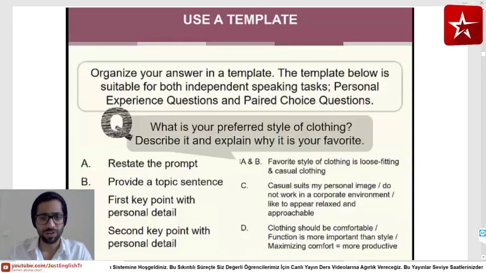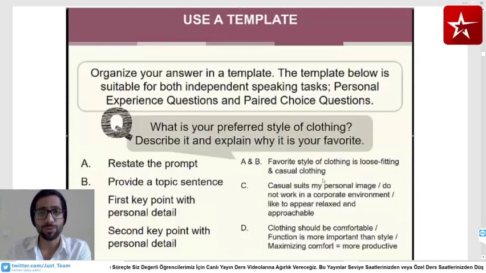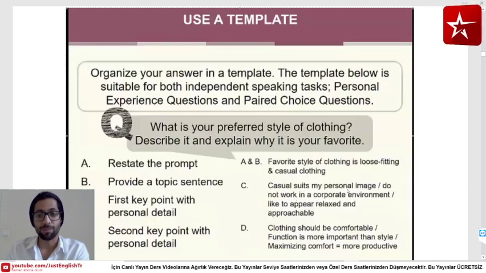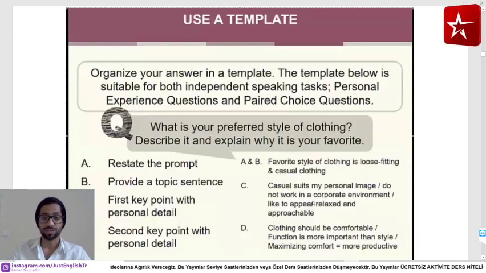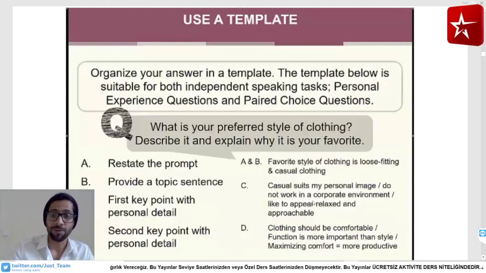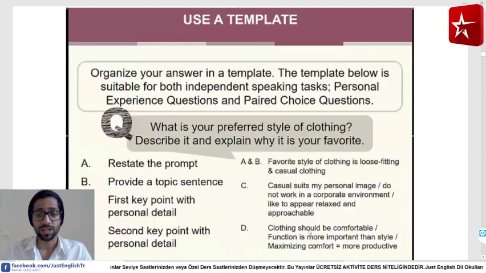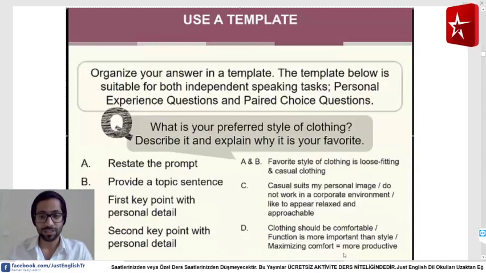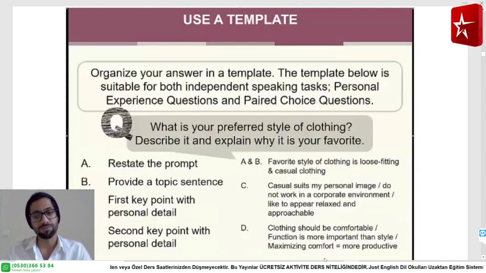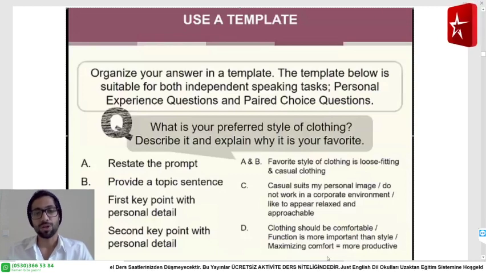Now here we've got A and B. Favorite style of clothing is loose fit, casual clothing. This is the kind of notes that you need to take. For C, first key point and second key point. Casual suits personal image. They do not work in a corporate environment. That's casual. You can't use it in the working environment. Clothing, and for D, clothing should be more comfortable. Function is more important than style. Maximizing comfort, more productive.